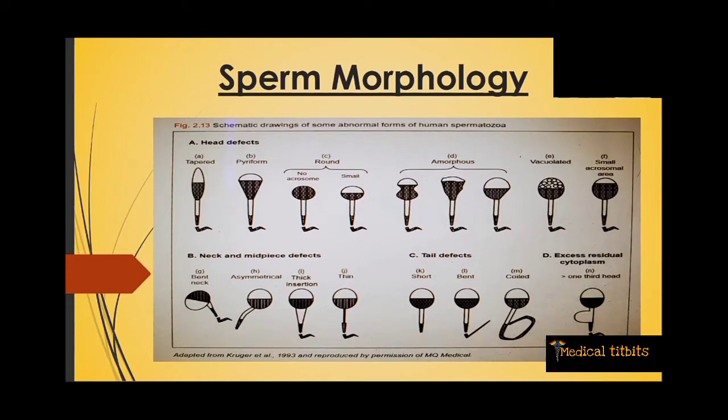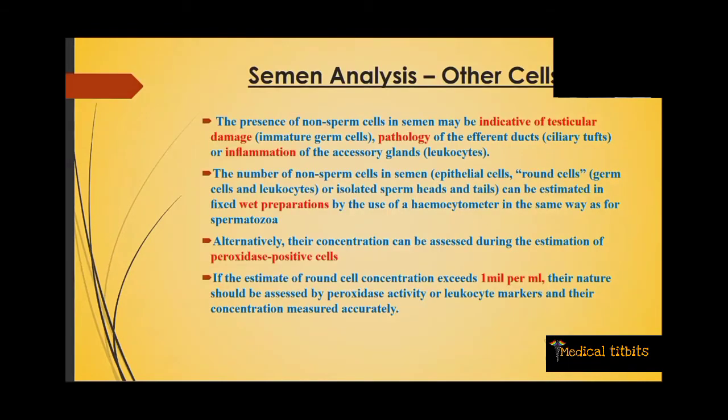as excess cytoplasm. Now, coming to the other cells which are present in semen along with the sperms, some of them may indicate a damage like immature germ cells, some may indicate a pathology, or some may show an inflammation like leukocytes. So when the total number of round cells exceeds around 1 million per ml, then you have to do the peroxidase test and find out whether that number of WBCs is more than 1 million or not. Normally, a particular number of round cells are present. When the concentration exceeds 1 million per ml only, we have to get alarmed.